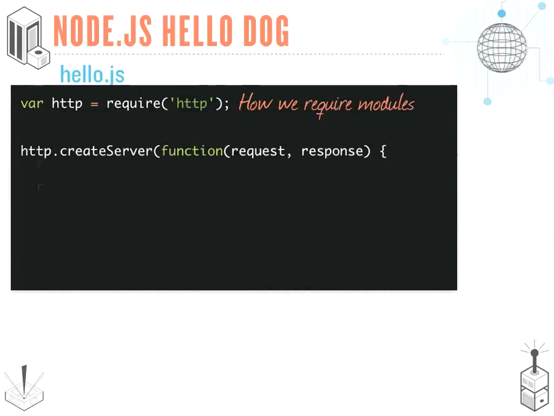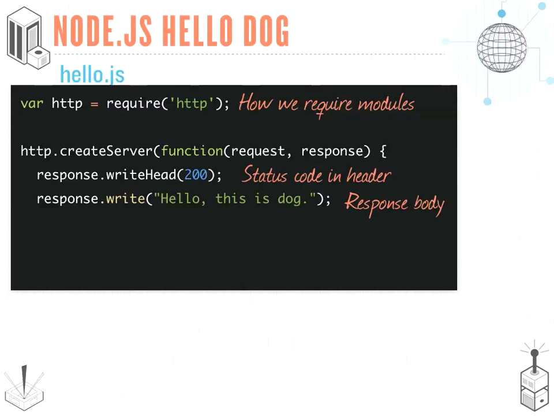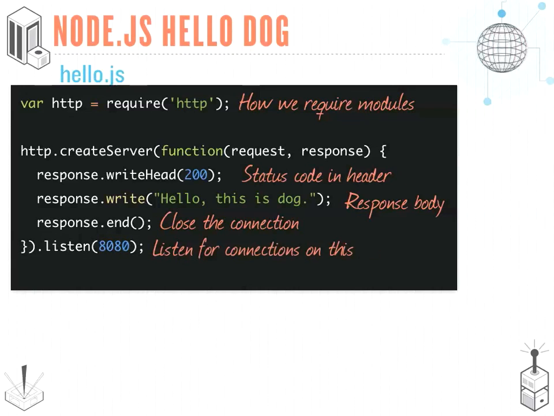We're then going to write a 200 status code in the header for the response. We're going to write out the response body. And then finally, we're going to end the response connection. We want our server to listen on port 8080. And then to ensure our server is running, we're simply going to log out listening on port 8080.